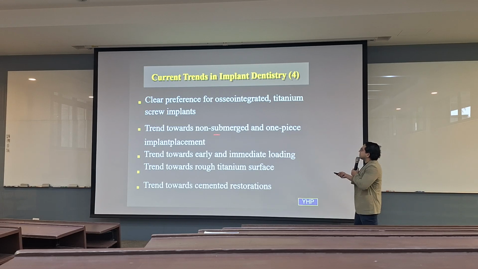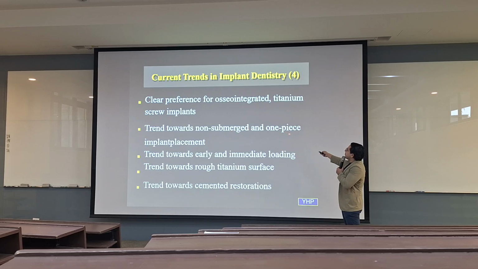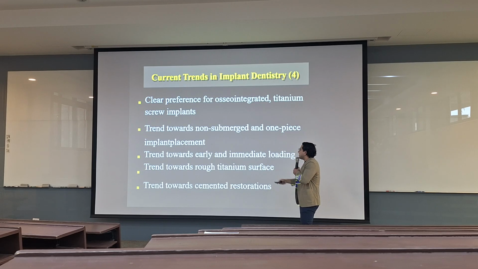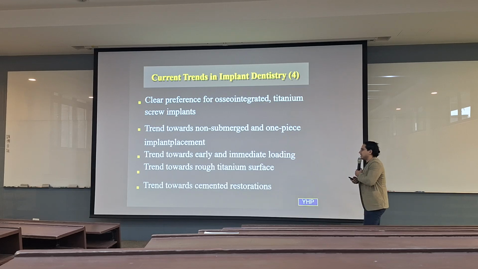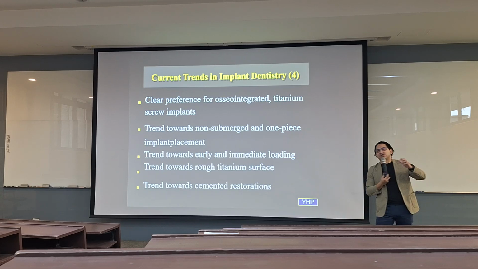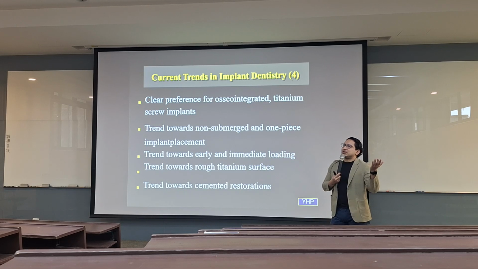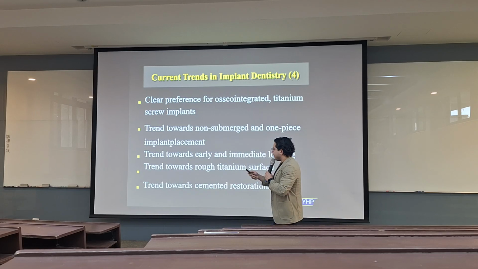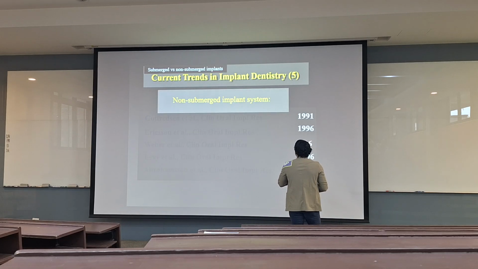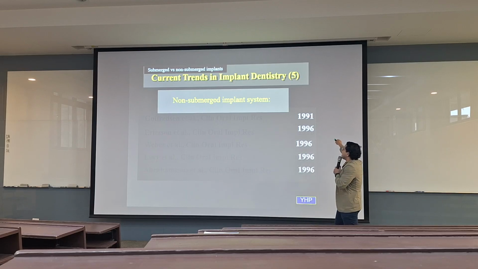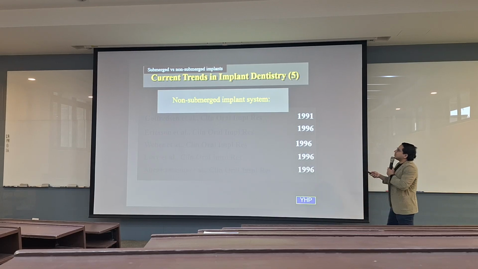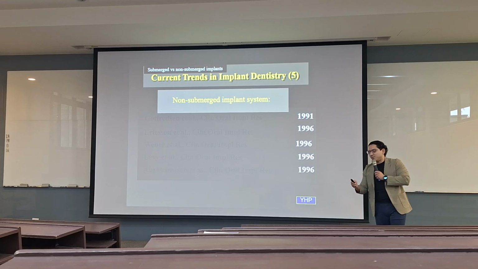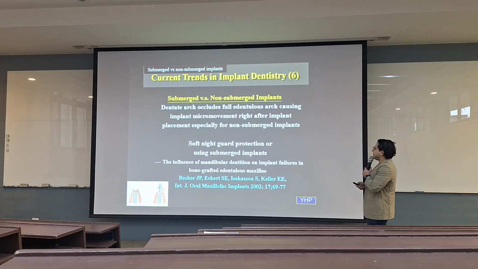And some of the time, we try maybe to do one-piece dental implants, and other times we try to do early and immediate loading dental implants. But that's because patients, once you make an extraction, they want to see something there. They want to have a crown, right? That's why it becomes really important. So since the early 90s, we have been trying to do non-submerged dental implants. That means that you put the dental implant and you put a provisional immediately.